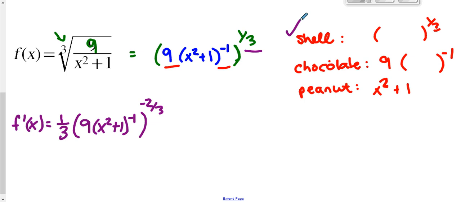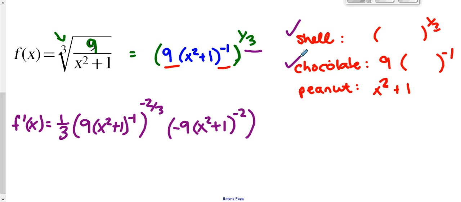So the chocolate is only the 9 to the -1 with the x squared plus 1 in the middle. So again, -1 times 9 is -9. Leave the x squared plus 1 alone. The peanut doesn't come till the end. -1 minus 1 is a -2 power. So we've done that one.